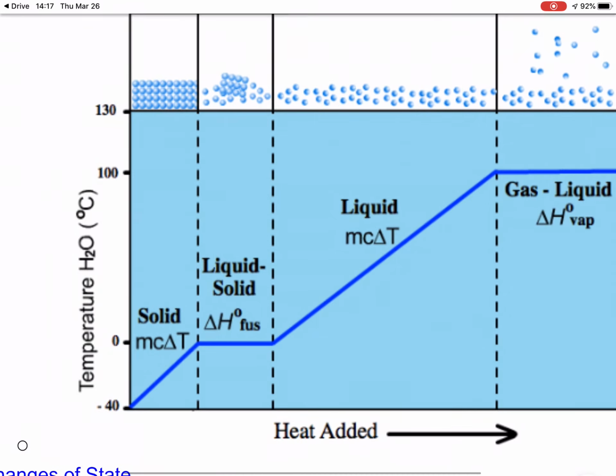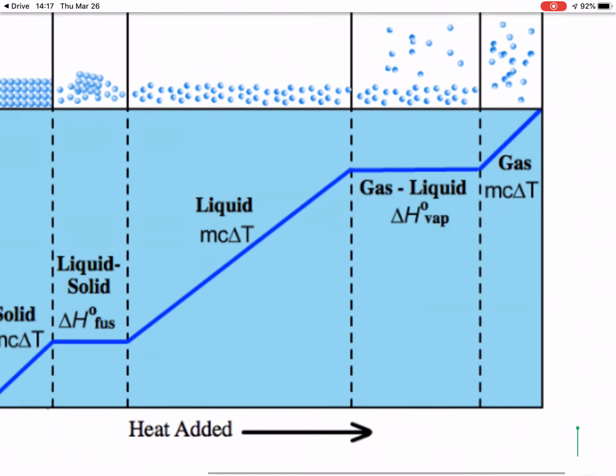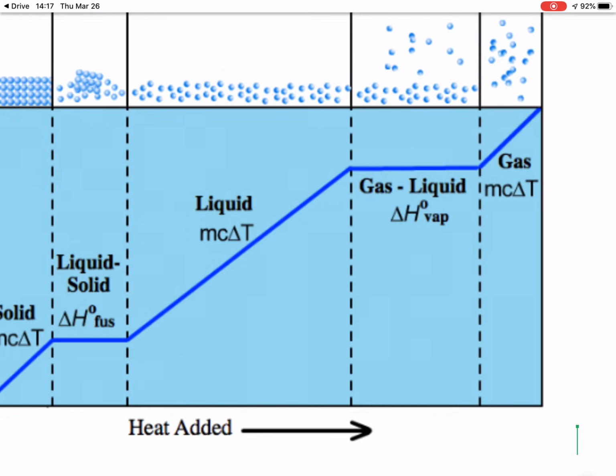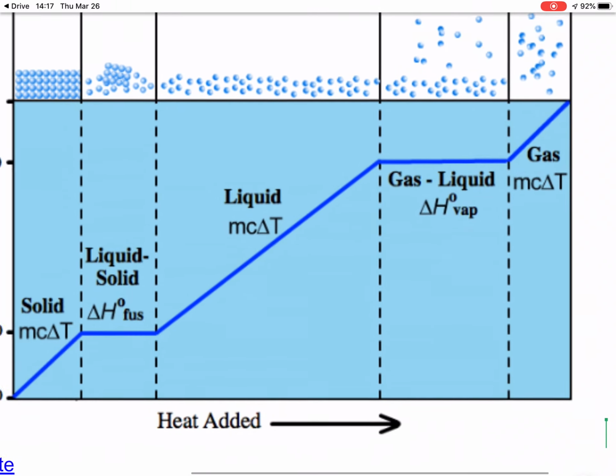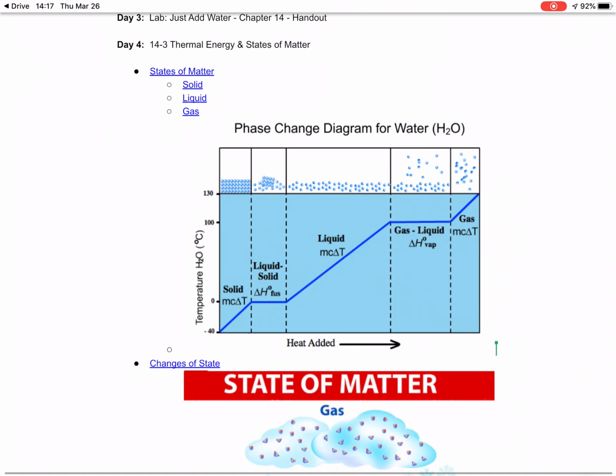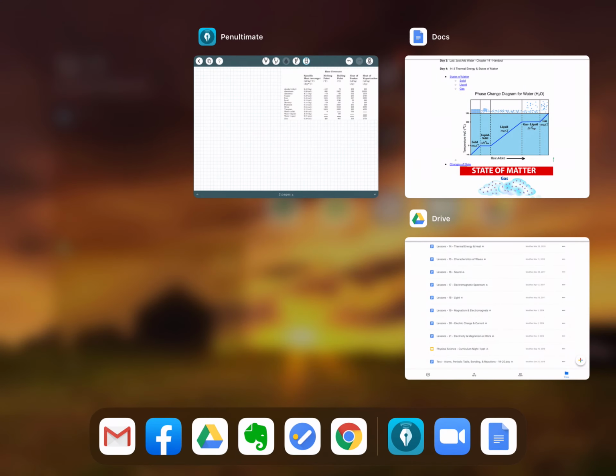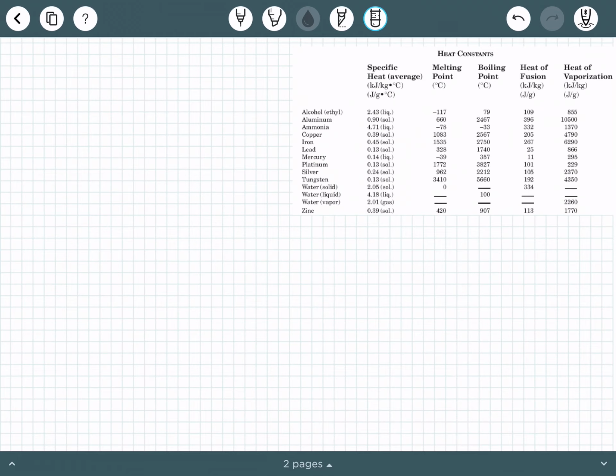So we have to actually use a different equation to calculate how much energy it takes to melt a piece of ice. How much energy does it take to freeze a piece of ice? Or from a liquid to a gas, how much energy does it take to condense? Or how much energy does it take to vaporize? So there are some equations we're going to go over with that. Let me pull up my little drawing board and we're going to go over some of those equations.